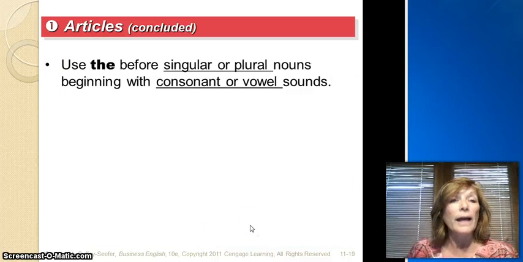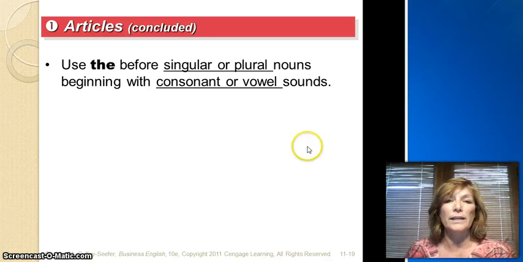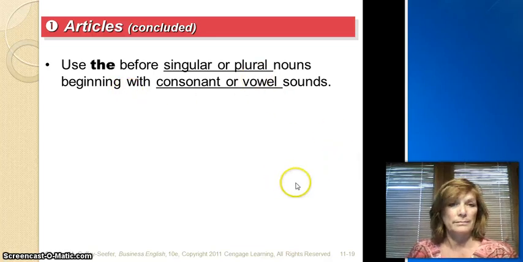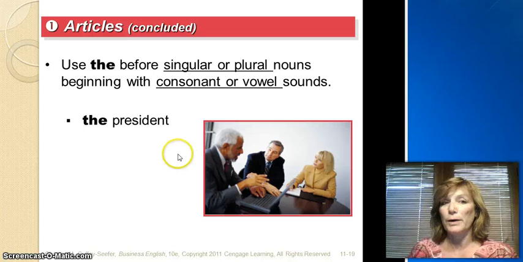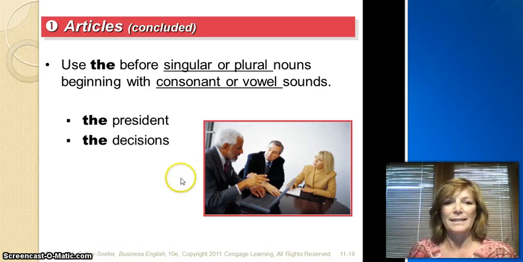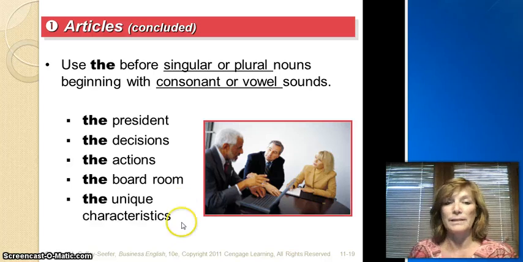The other article, the, we use before singular or plural nouns, and they can begin with a consonant or a vowel. The president, the decisions, the actions, the boardroom, and so on.